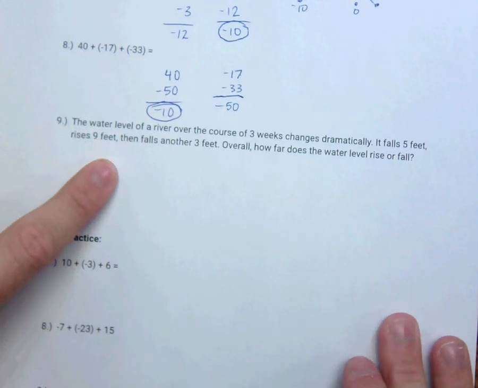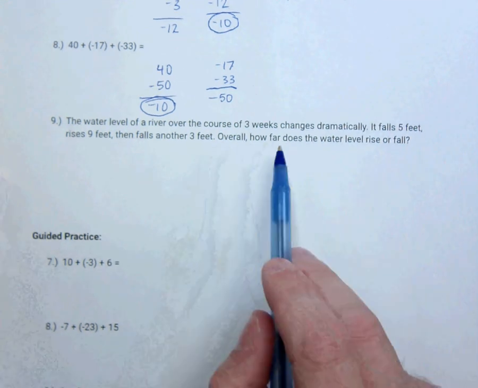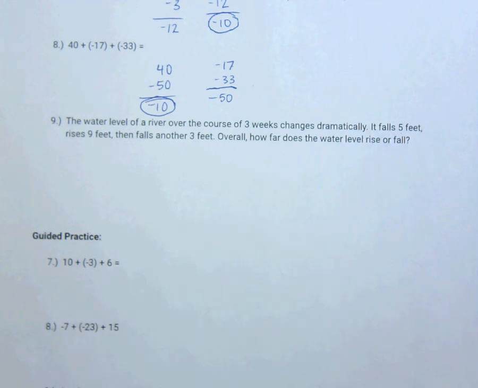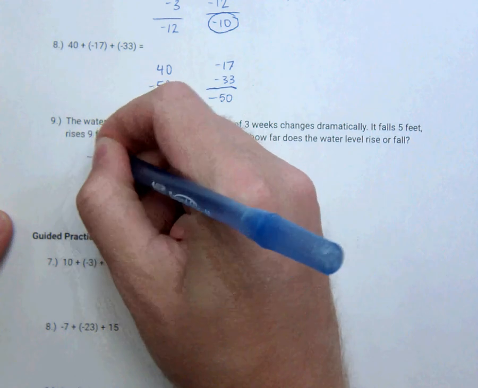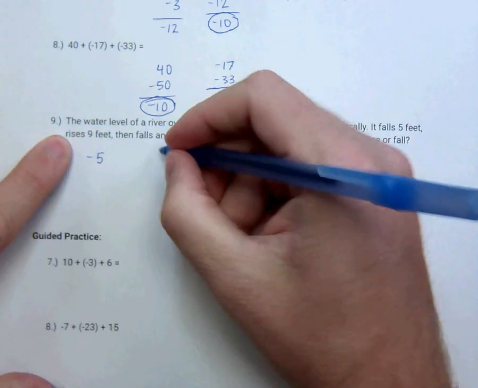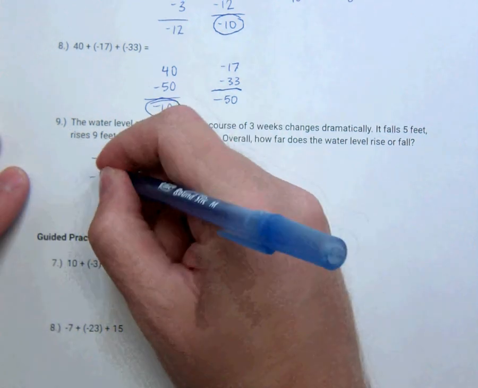And then this one. It's a word problem, so we have to pull out the numbers ourselves. The water level of a river over the course of 3 weeks changes dramatically. It falls 5 feet, rises 9 feet, then falls another 3 feet. Overall, how far does the water level rise or fall? So what we need to choose here is how do the words affect the numbers? So it starts out by falling 5 feet. That's like going down, negative 5. And then it rises 9, so that's a positive 9. Then it falls another 3.